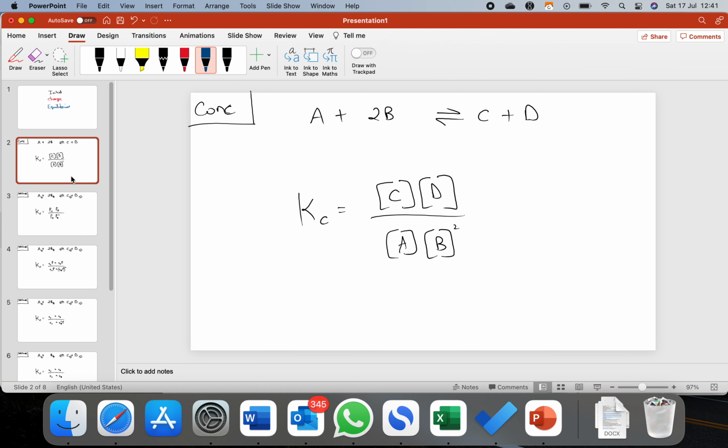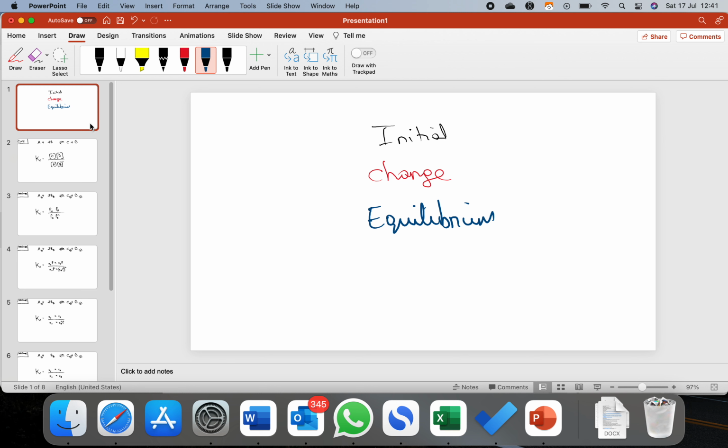So let's say you have this setup here, and we're talking about a change in concentration. So you've got A plus 2B gives you C plus D. It's a reversible reaction, and here's the expression for Kc. I'll be using the ICE model, and I'll be color coding them as well. So the initial setup is black, change is red, and the equilibrium setup will be drawn in blue.